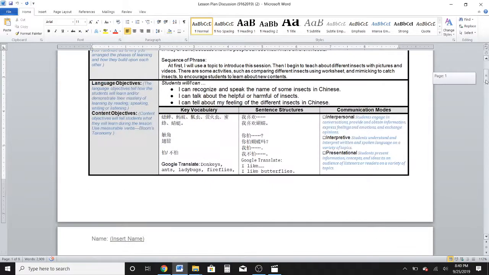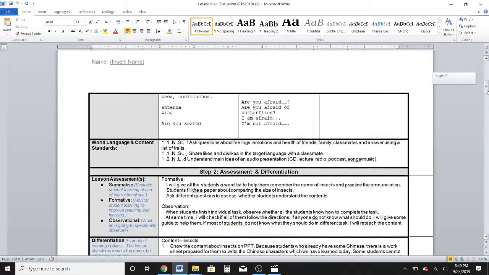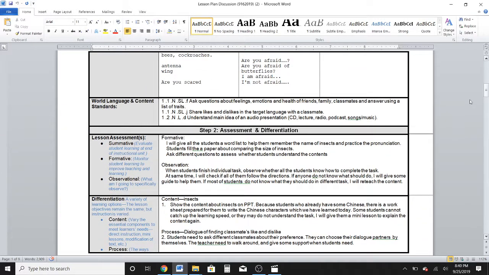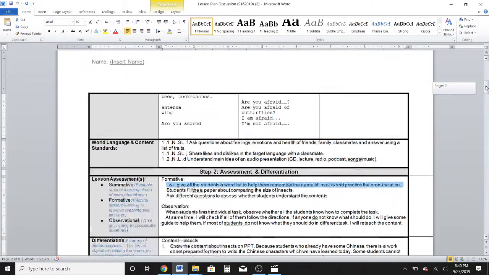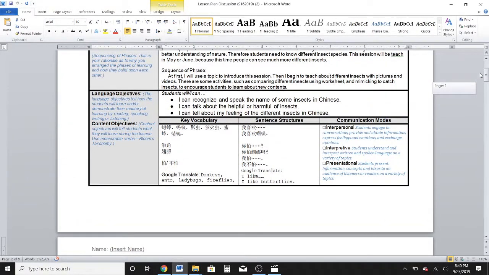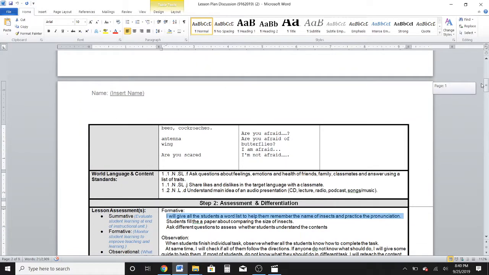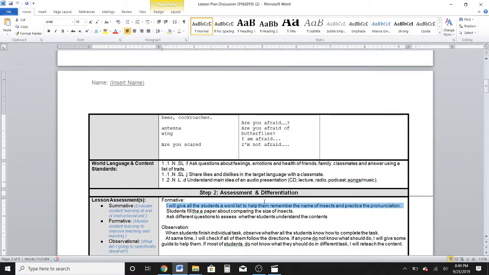I'm going to scroll down to where it says assessments. So, the formative assessment, that's how I know the progress. I will give all the students a word list to help them remember the name of insects. Okay. Does that match? It says I can recognize and speak the names of some insects. Okay. All right, the next one.